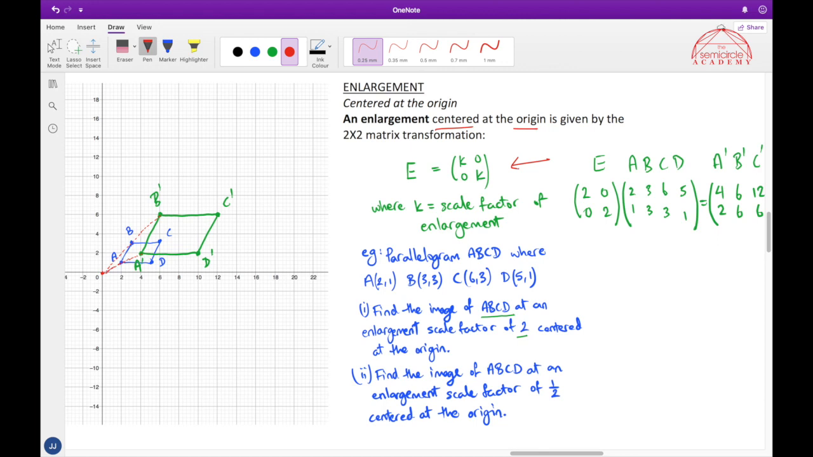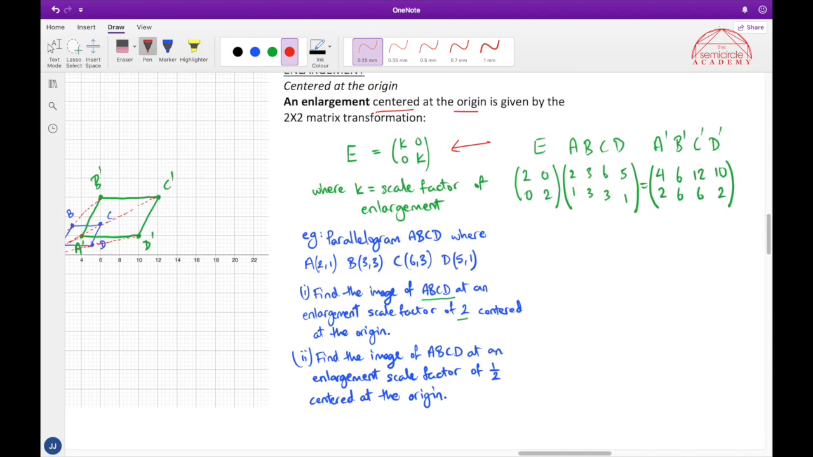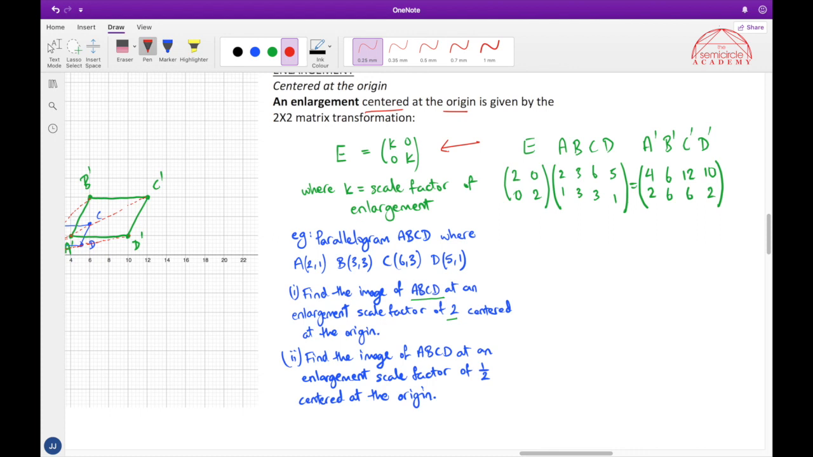From the origin, we could see that the object C maps to the image C prime, as well as the object D maps to the image D prime. So we could see all of these things playing out. Now let's look at part 2 here, and part 2 is to find the image of ABCD with a scale factor of 1/2. So let's see how that works.